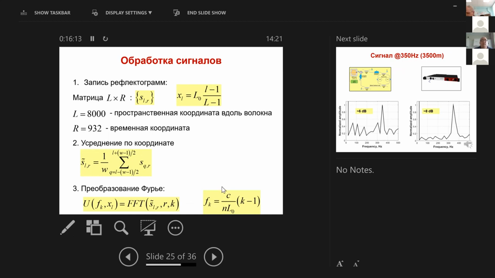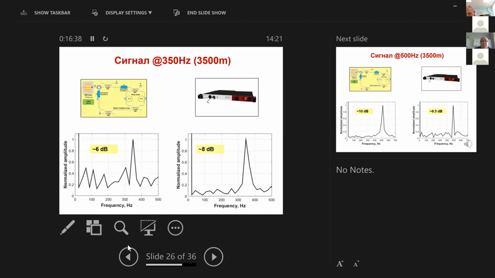Here we have a new task: we have to measure the frequency of vibration. In order to take this signal, we again used the reflectogram, again averaged along the spatial coordinate, and after that immediately took the Fourier transform in order to know the distribution of the resonance frequency for each fiber point.